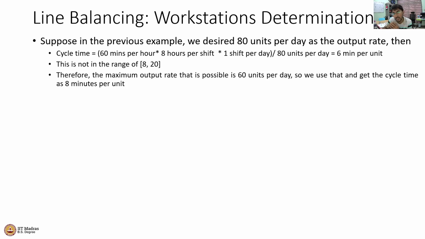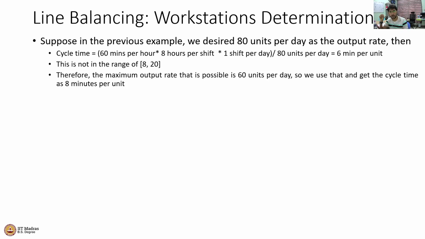But the question is, I want 80 units per day. Is it feasible? The feasibility is determined by whether the cycle time fits in the range of minimum and maximum, which is 8 and 20 minutes. Since it does not fit between 8 and 20 minutes, the maximum output rate that you can achieve is only going to be 60 units per day.